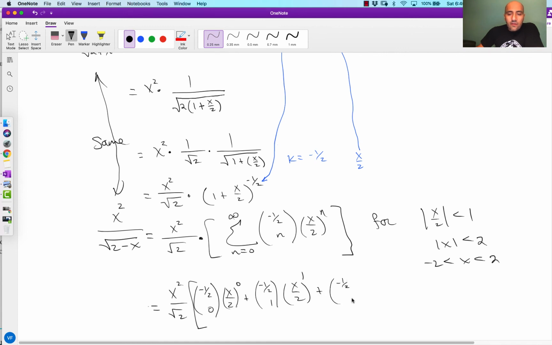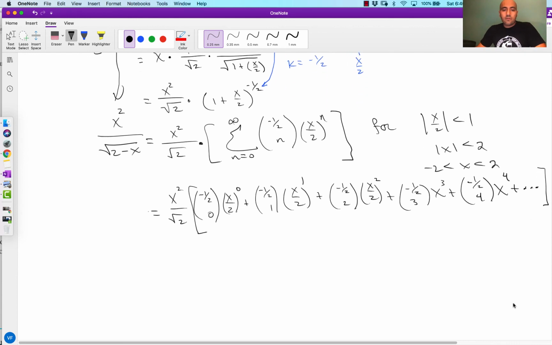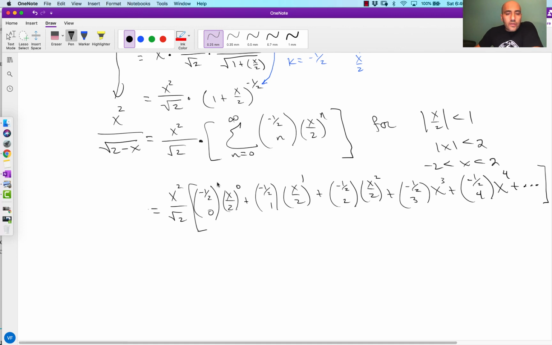Plus, then we have negative 1/2, choose 2, and then x over 2 raised to the 2nd power. Plus, negative 1/2, choose 3, x to the 3rd power. Let's do one more. And then we have negative 1/2, choose 4, x to the 4th power. Okay, dot, dot, dot. Hopefully that's enough to establish a pattern. Okay, so we're going to adopt the notion that this is just going to be a 1. Any number choose 0 is going to be a 1, and any value raised to the 0 power is 1. So that term is just going to be a 1.